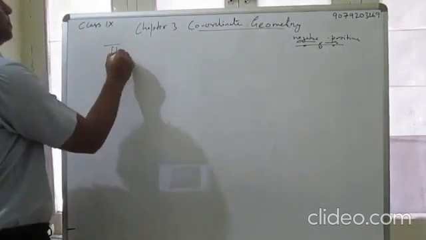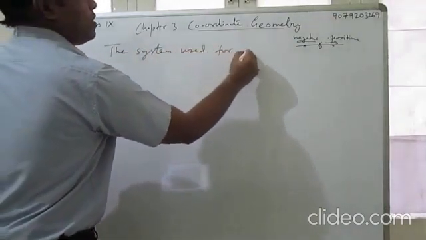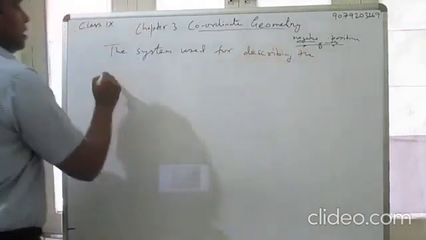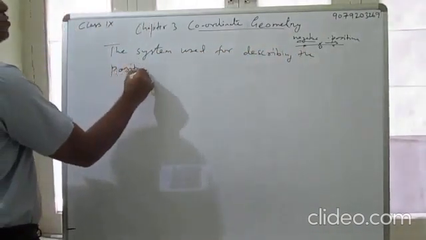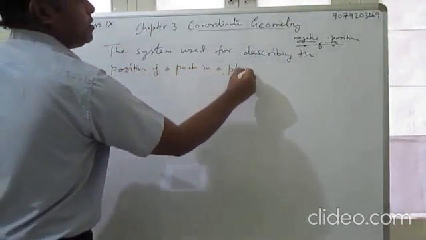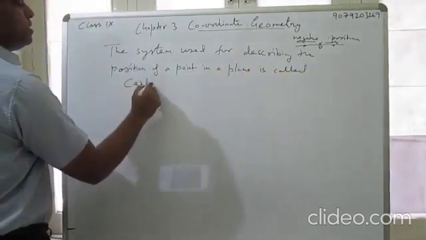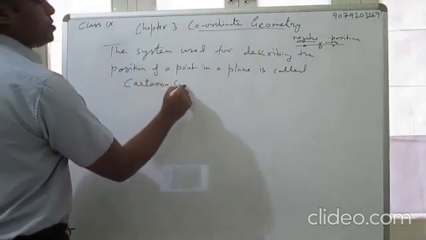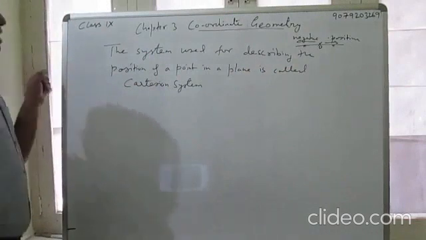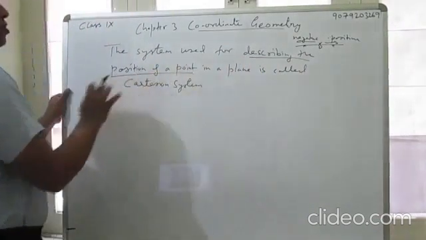The system used for describing the position of a point in a plane is called the Cartesian system. It is a rectangular axis. See here, the system for describing the position of a point is called the Cartesian system.